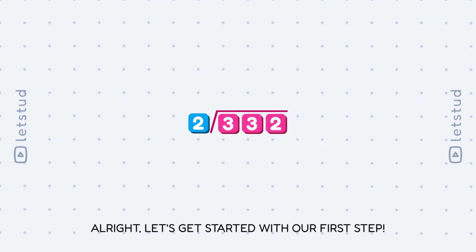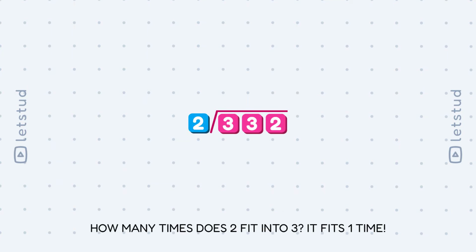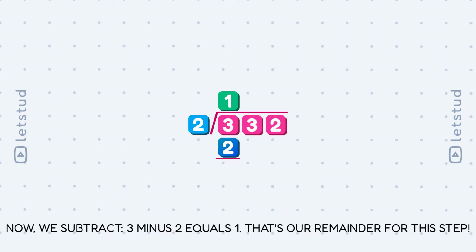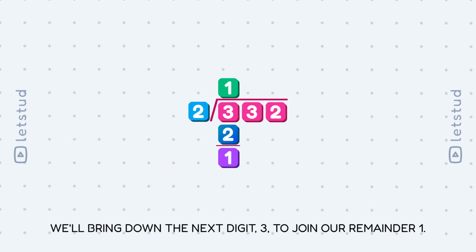Alright, let's get started with our first step. We look at the first digit of 332, which is 3. We'll use this 3 for now. How many times does 2 fit into 3? It fits 1 time. Let's check. 1 times 2 is 2. Now we subtract. 3 minus 2 equals 1. That's our remainder for this step. Awesome, you're doing great. We'll bring down the next digit 3 to join our remainder 1.